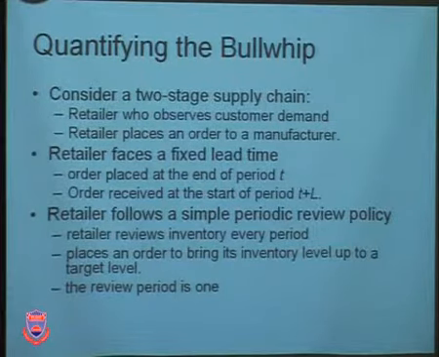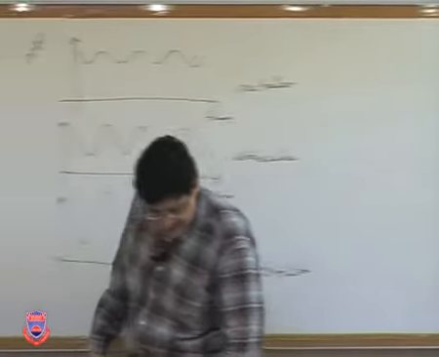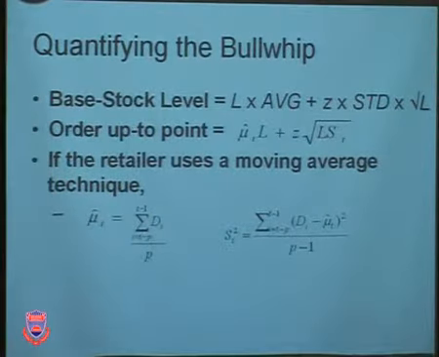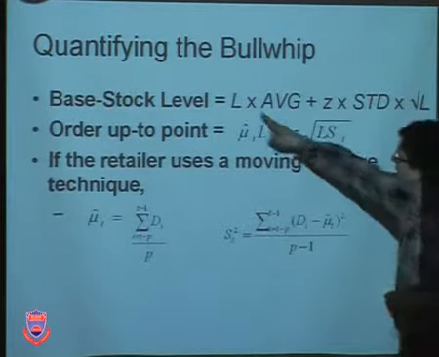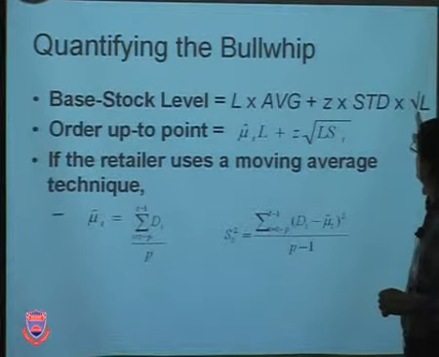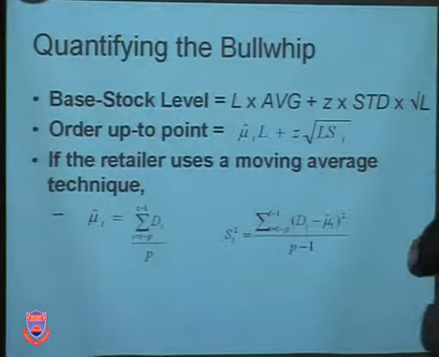You can see that if the review period is more, that will be even worse, because your demand during lead time plus review period is the key quantity. Okay, so given this system, now we have this simple base stock level. In terms of echelon stocks, of course, you can see, but we are only going to do this for the retailer. The base stock level is going to be what? We have L times the average demand plus Z times the standard deviation times square root of L. So let us assume that L includes the review period.